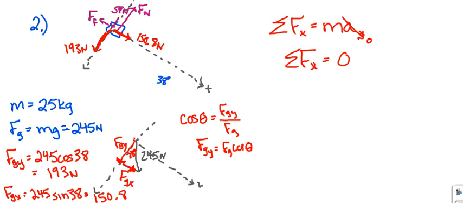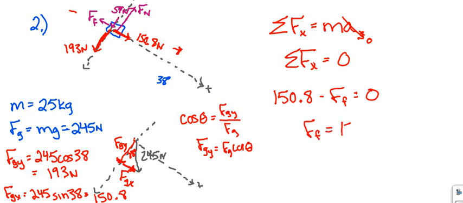So then we're going to divide this into positive forces and negative forces. In the positive direction, we have that 150.8 newtons. In the negative direction, we have the force of friction, which means that the force of friction is just 150.8 because there is no acceleration, or you could say 151 to account for significant digits. And that's all you have to do for that one.